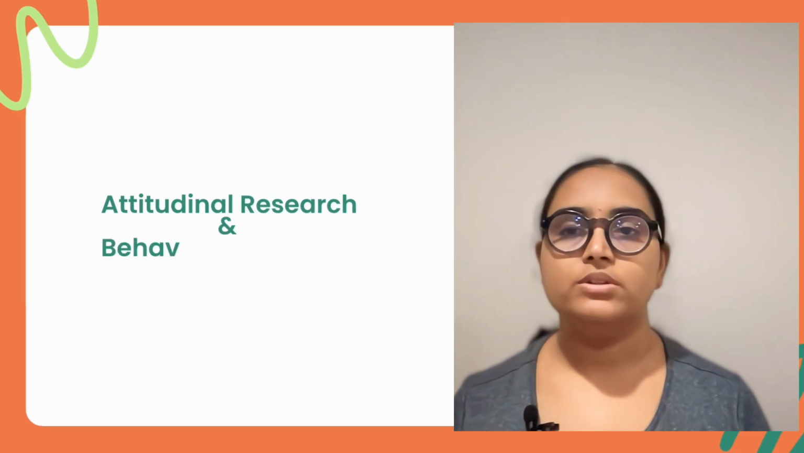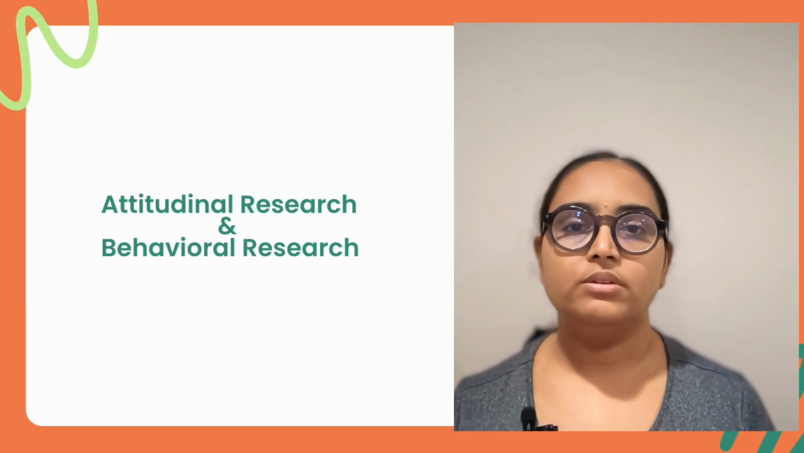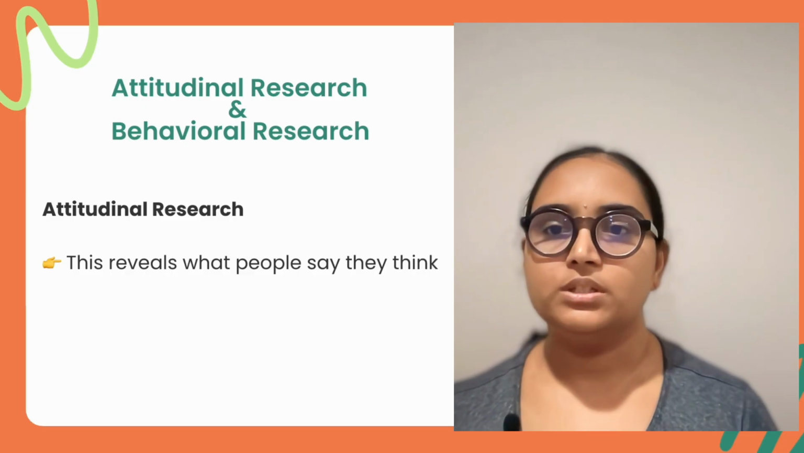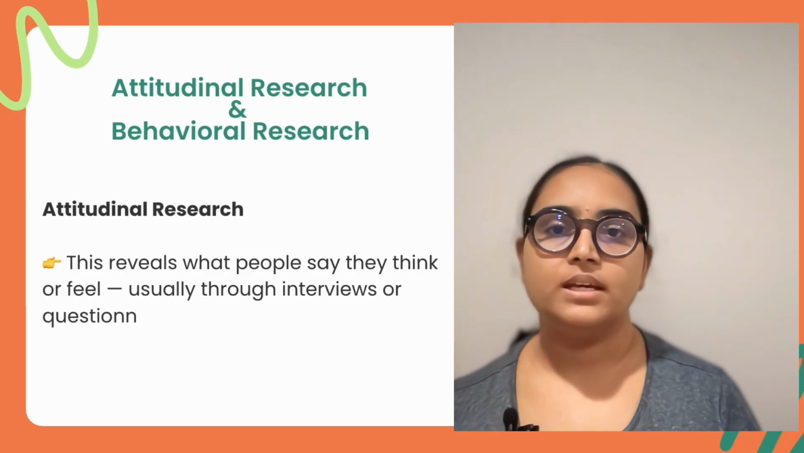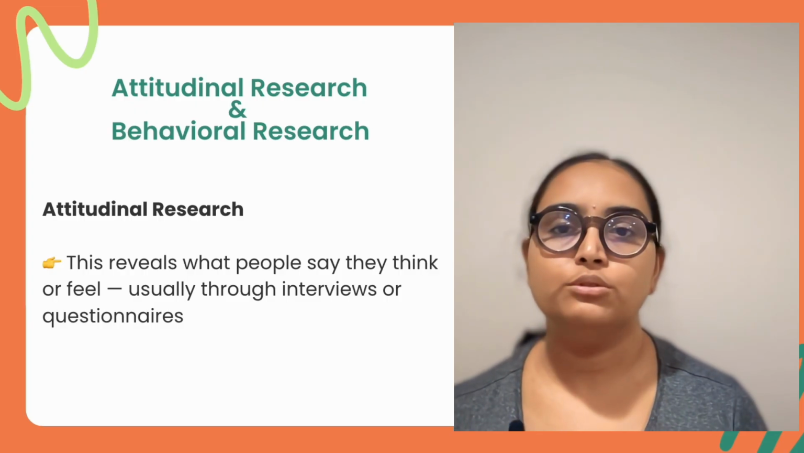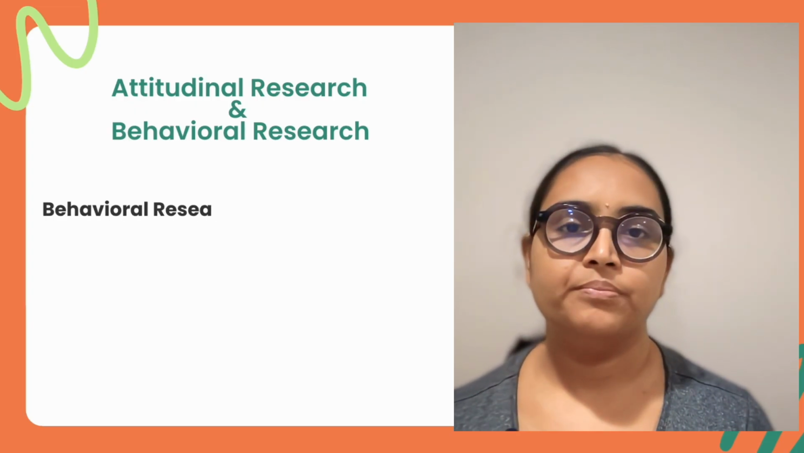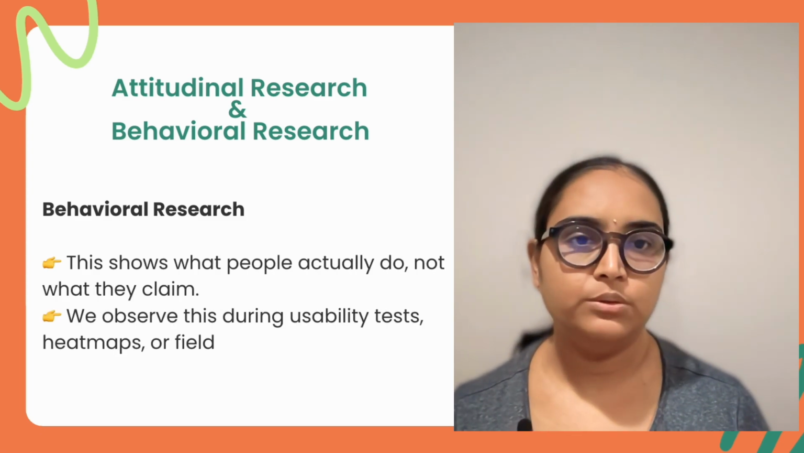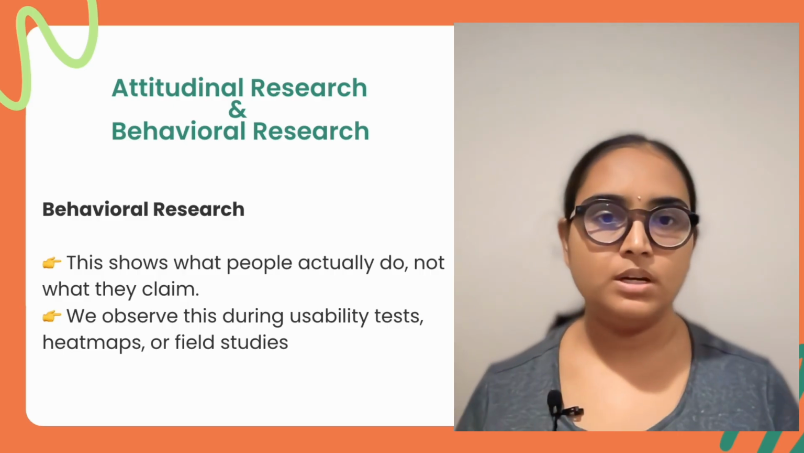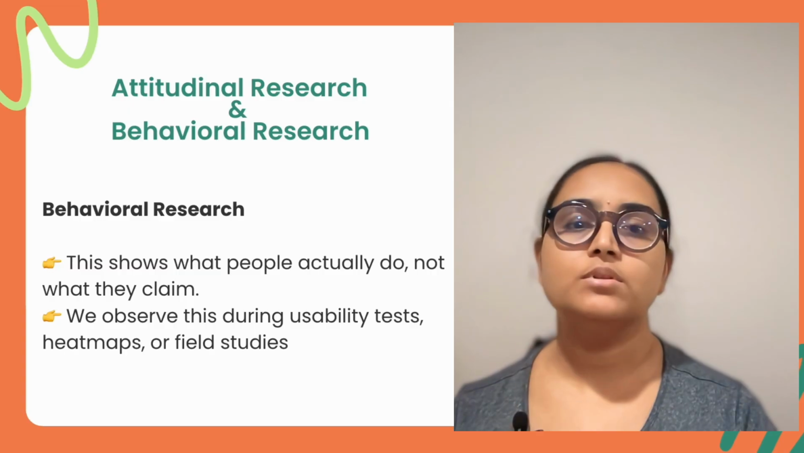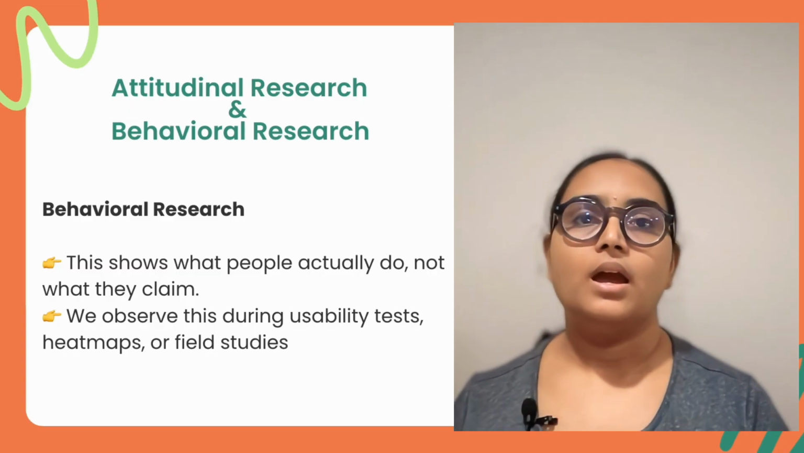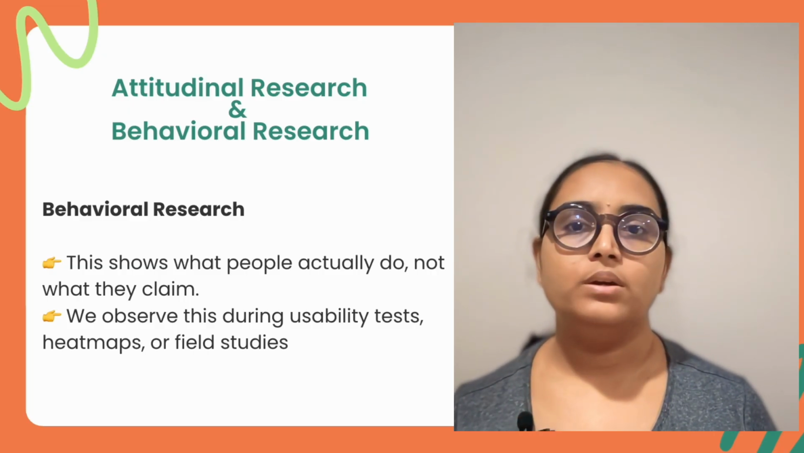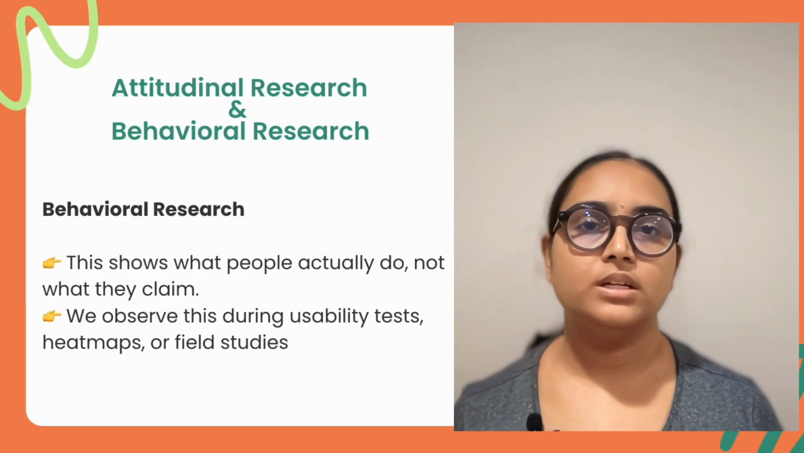Now let's move on to another research type, which is attitudinal research. Attitudinal research reveals what people say they think or feel, usually through interviews or questionnaires. Next, behavioral research. This shows what people actually do, not what they claim. We observe this during usability tests, heat maps, or field studies. Maybe people say one thing but behave differently. That's why watching real behavior through usability tests is so powerful.